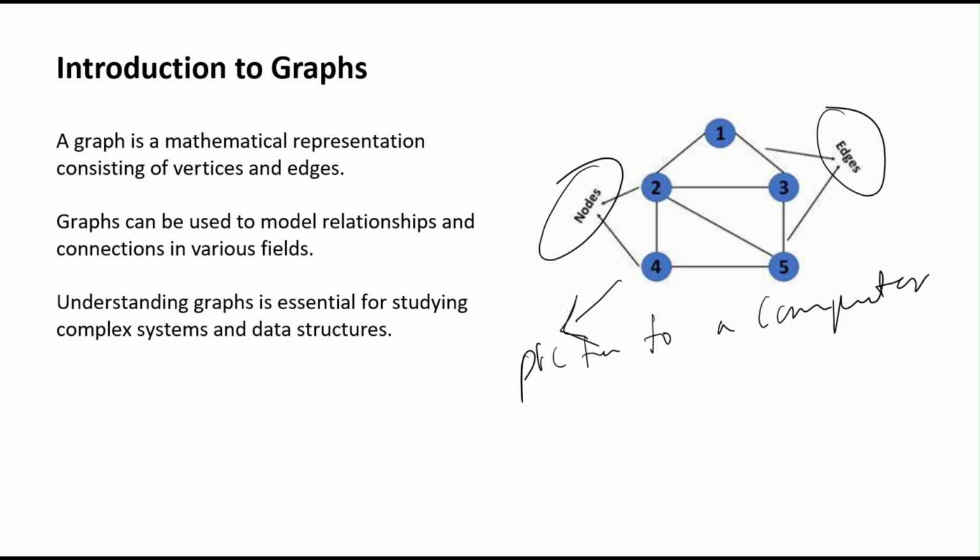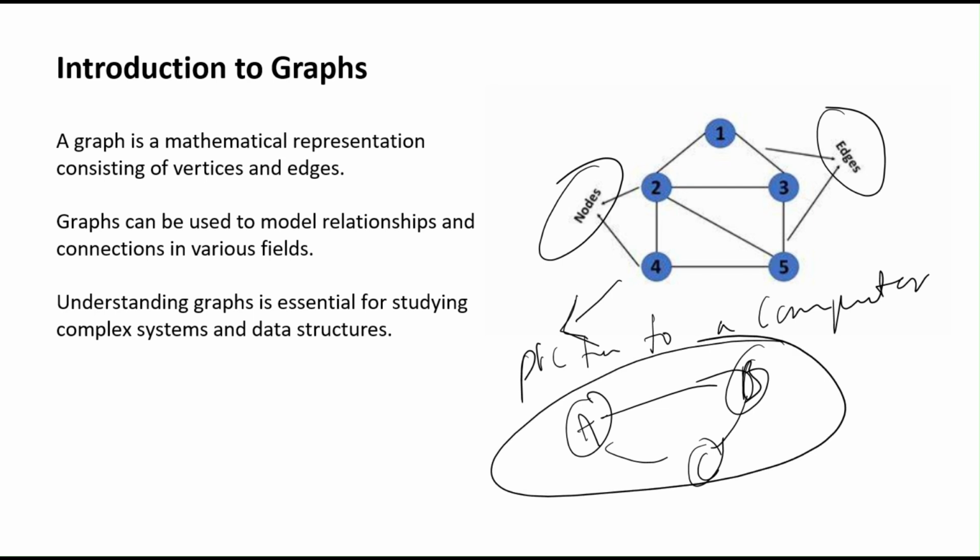We can understand that this is a graph, but how can a computer understand? Like we can understand that there are different kinds of roads between different kinds of locations. But how can a computer understand this kind of thing? A computer understands all these things using a graph.